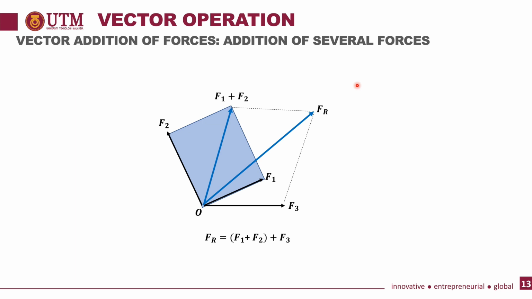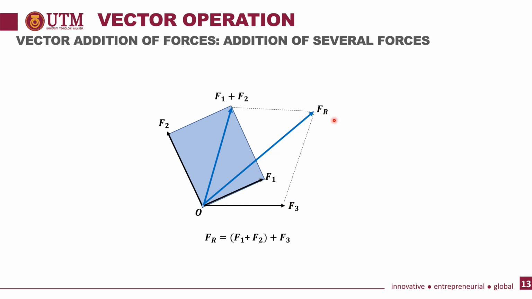Okay. Next situation is the addition of several forces. So what is the resultant force if you have multiple forces? In this situation, you have three forces: force 1, force 2, and force 3. What you should do is solve one by one. So you must do the addition of two forces first. For example, F1 plus F2, and this is the resultant force of F1 plus F2. Then you add that to F3, and you will find the resultant force FR.